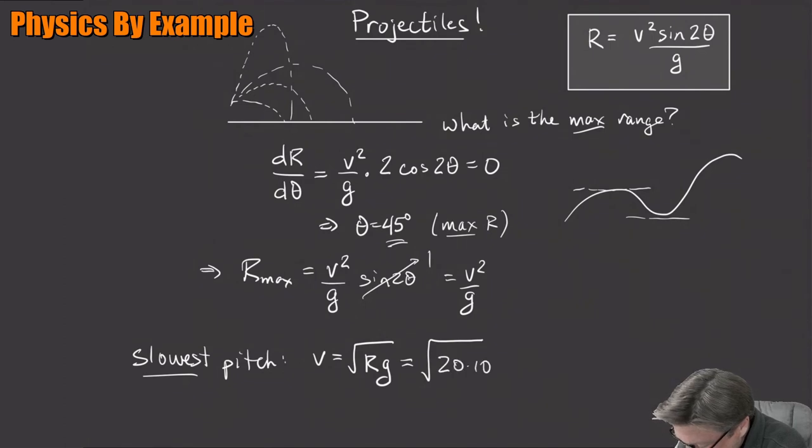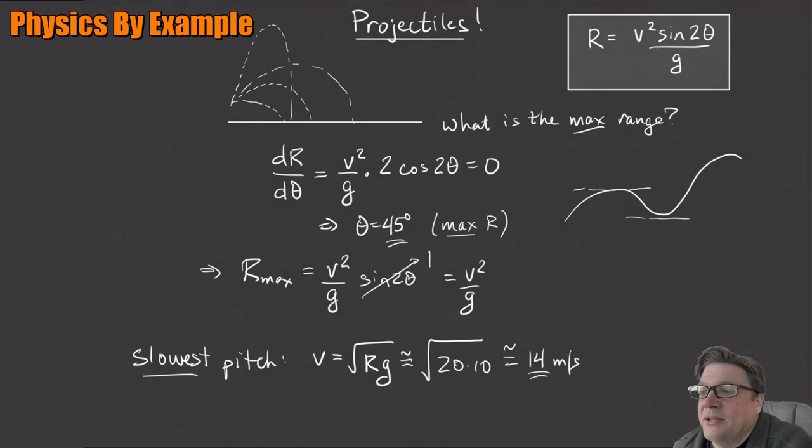Let's approximate. If I put that little squiggle in, it means I can do anything I want. So it's about 20 meters, and then g is about 10. So this is going to be about the square root of 200. And the square root of 200 is a little more than 14 meters per second. So something like 30 miles an hour, 31 miles an hour, will get to home plate if you launch it just right. Neat.